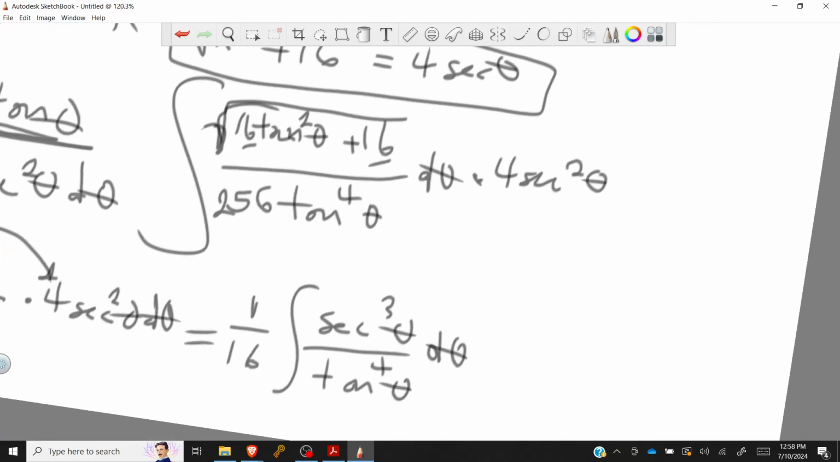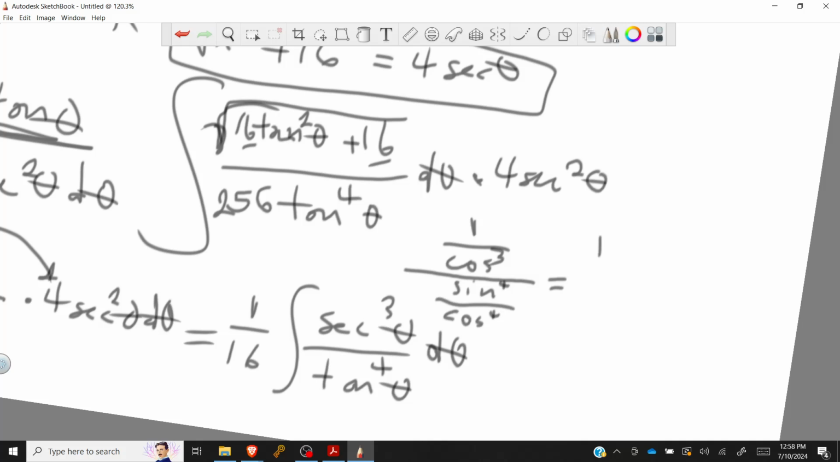I'm going to do what we did last time and break this down into its parts. So secant cubed is equal to 1 over cosine cubed, and that's over tangent, which is sine over cosine. So that's going to be sine to the fourth over cosine to the fourth.